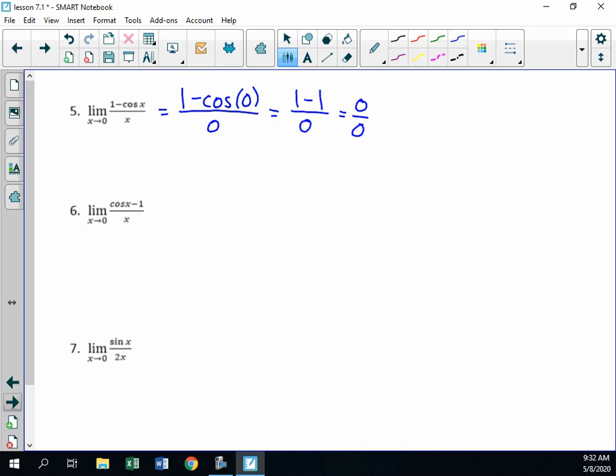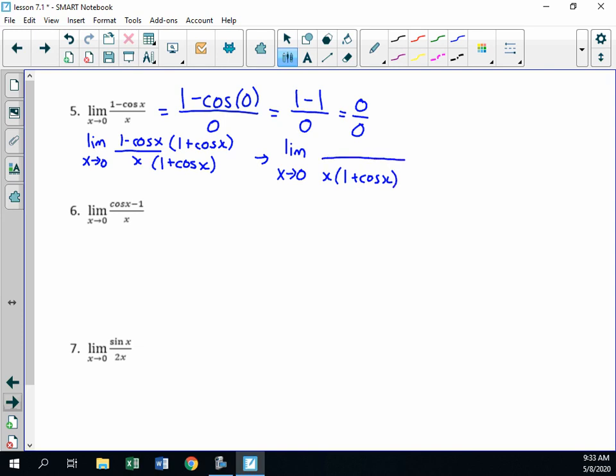So I'm going to take this limit as x approaches 0 of 1 minus cos of x over x, and I'm going to multiply it by 1 plus cos x, which is the conjugate. What I do to the top, I do to the bottom. Now what that has created is a difference of squares on top. Again, I don't distribute this x, I just leave it as is.